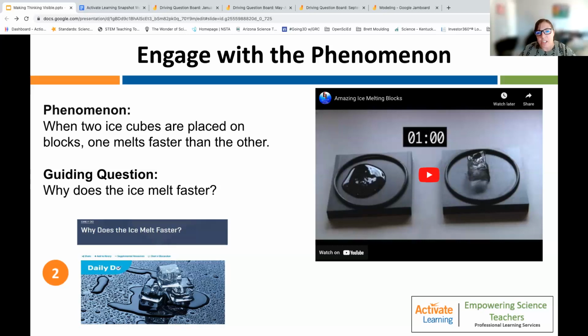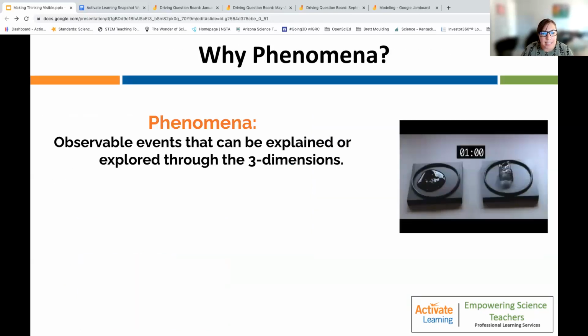When two ice cubes are placed on the blocks, one melts faster than the other. So that is going to ground our learning and anchor our conversations and our sense making through this process. So let's move on. I just wanted to touch a little bit on phenomena because I know we might have some newer folks in this space.